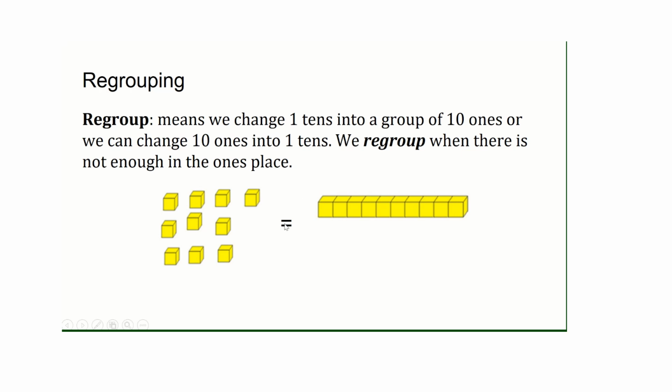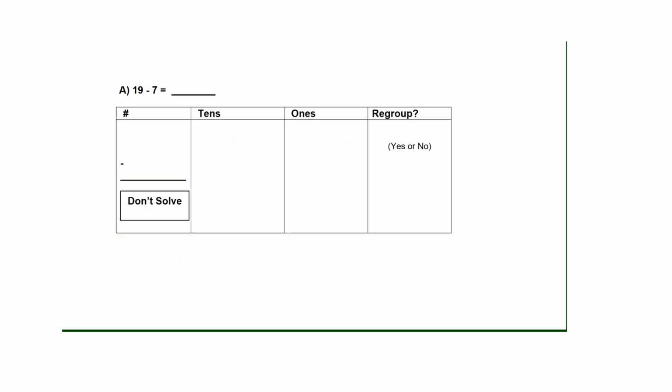So today, for our problem in subtracting and regrouping, we're only going to figure out if we need to regroup or not. We're not going to solve to find the answer. We're just deciding if we need to regroup or if we do not need to regroup. So let's take a look at our very first question. We have over here 19 minus 7 equals blank. Remember, it says don't solve because we're not going to solve today. We're just going to figure out if we need to regroup or not.